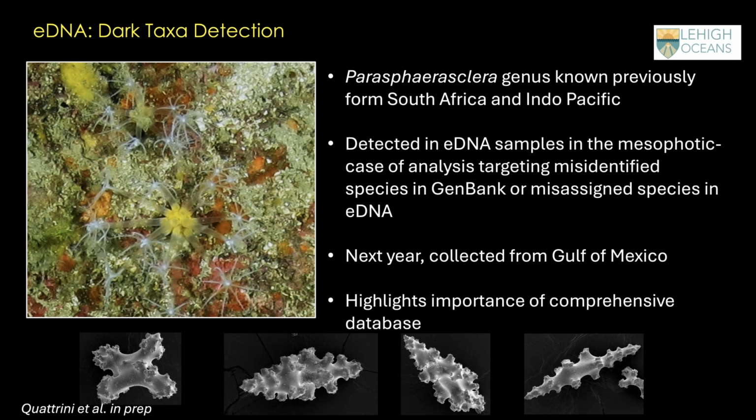But then a couple years later, we actually collected this species from the Gulf of Mexico. So it represents a species that is new to the Gulf of Mexico, but it is in this genus Parasferosclera. So this really highlights how environmental DNA can be used to find these rare taxa, but how important it is to have a really good comprehensive database.